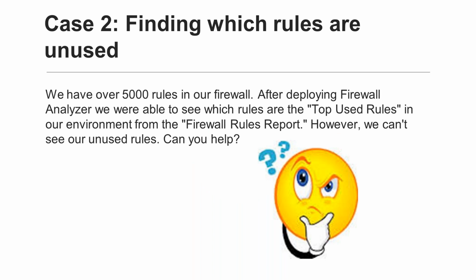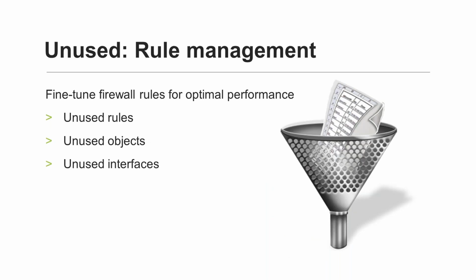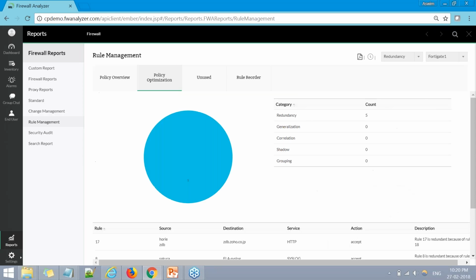Now, I found the anomalies in the policies. I found all the rules, but now how will I find the unused rule? Let's discuss one of the use cases we found. There were over 5,000 rules in the firewall. After deploying Firewall Analyzer, we are able to see the used rule, top used rule. However, we are not able to find the unused rule. How will we find the unused rule? How can the Firewall Analyzer help? Unused rule filtering will happen based on the total rules and the top used rules. So let's see how we find this information in Firewall Analyzer.